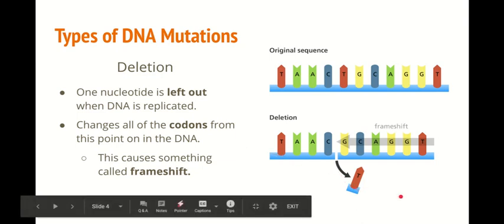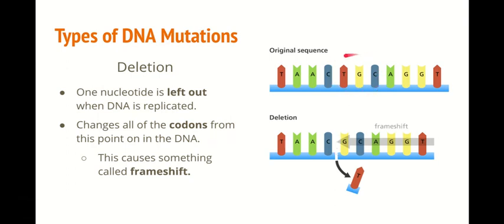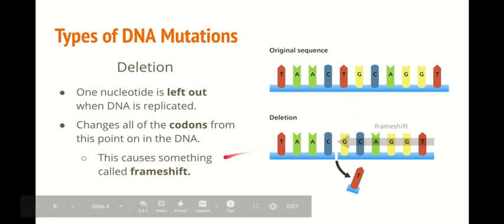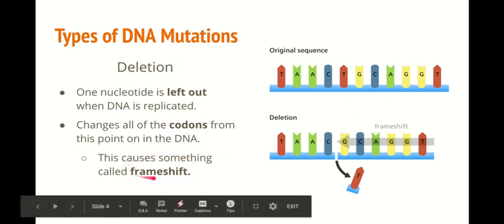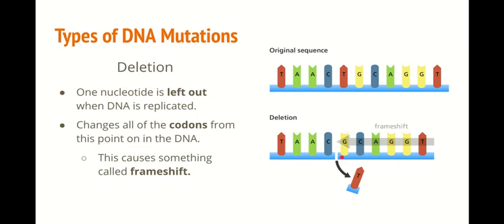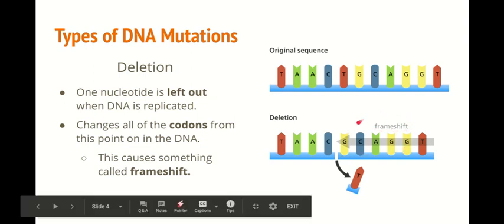Because of that deletion, all of the codons from this point forward in the DNA are going to be different than they were before. So remember, a codon is 3 nucleotides together. So 3 nucleotides equal 1 codon. If this was a codon, it's now going to be different because this T is missing. It's going to shift everything over. We call that shift a frame shift, because it shifts the codons that determine the amino acids coded for by this DNA sequence.